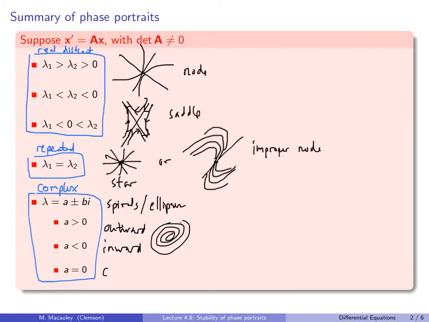Not really sure if I spelled that right, but the picture is what matters. Something like this. Okay, so that's a summary of what the phase portraits look like. And again, this is when the determinant is non-zero. We'll talk about the case when it is zero shortly.